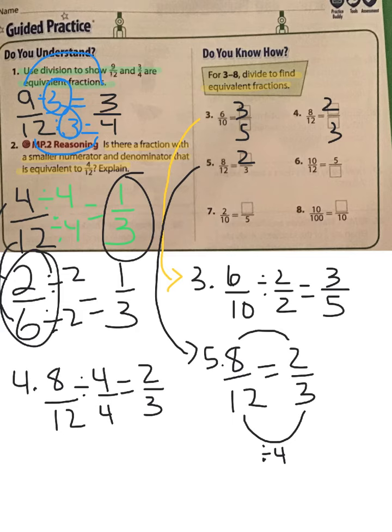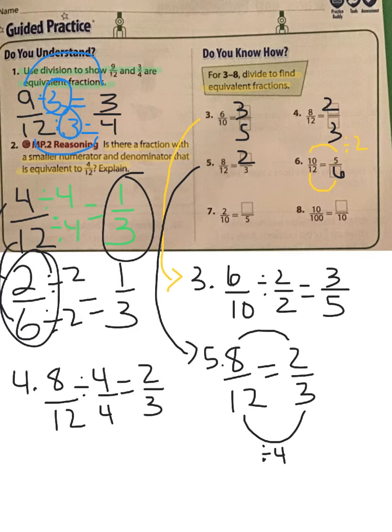Number 6. I'm going to use a different color here since I ran out of room down at the bottom of my page. I have to figure out what the missing digit is. So to get from 10 to 5, I know that they divided by 2. So then I need to divide 12 by 2, and I'm going to end up with 6. All right, try to do 7 and 8 on your own and pause the video, and then you can check your answers with mine.